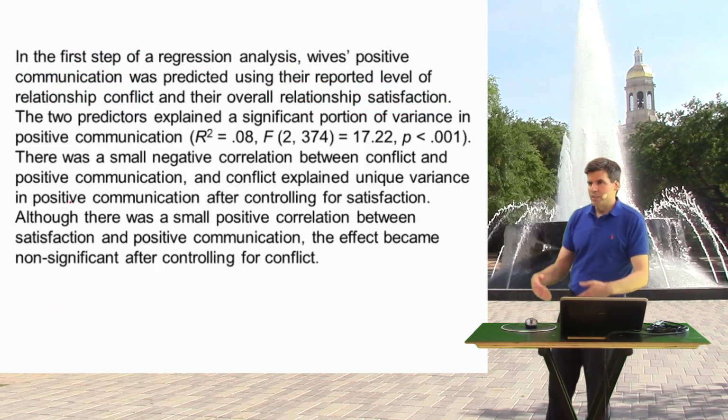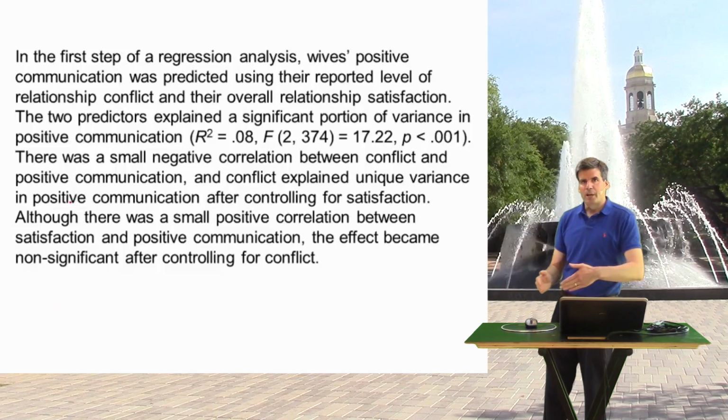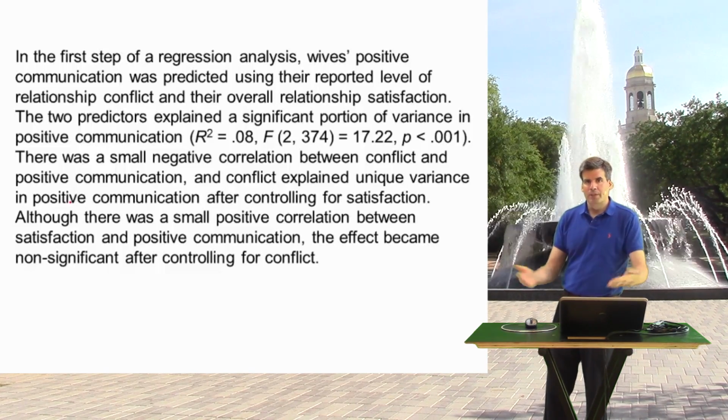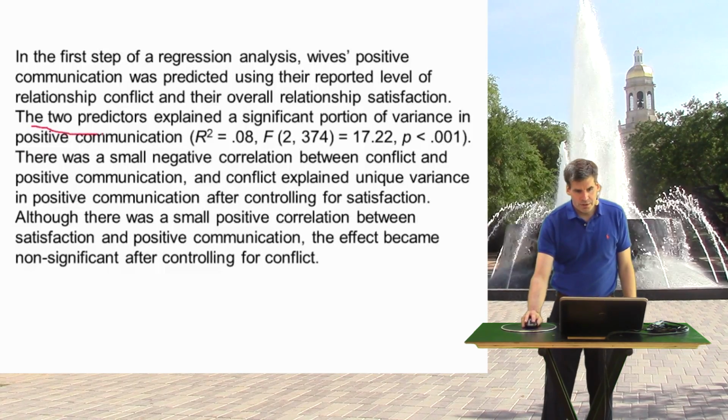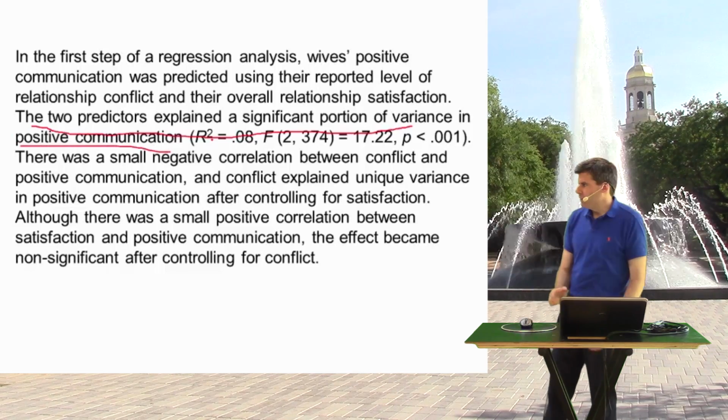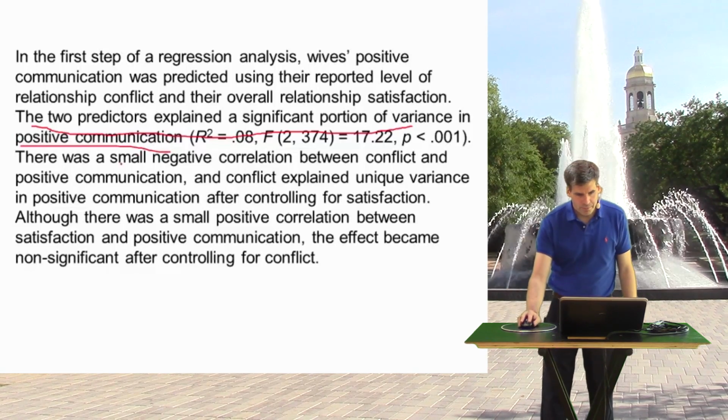Then we're going to do the same thing we did before, where we're going to talk about the omnibus effect at step 1. What was the total percent of variance explained? So the 2 predictors explain a significant portion of variance in positive communication. That's giving that omnibus effect at step 1.